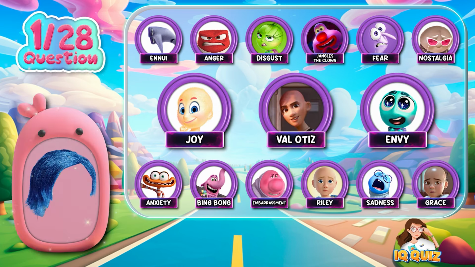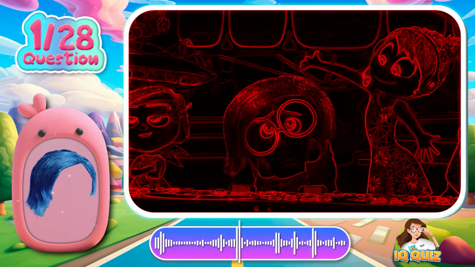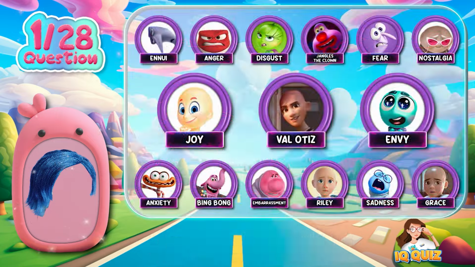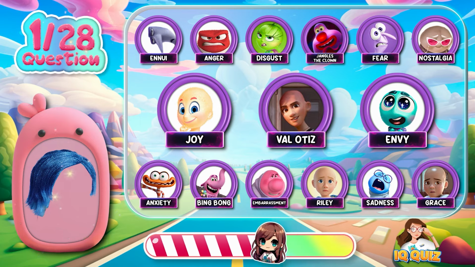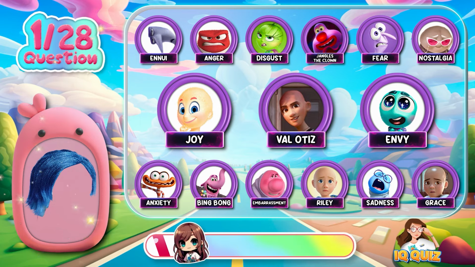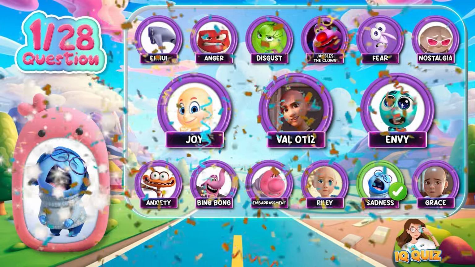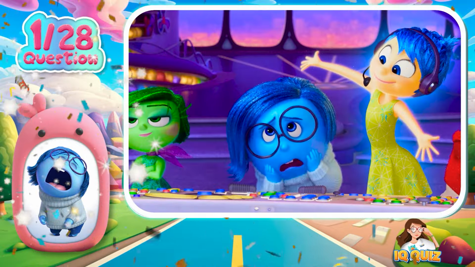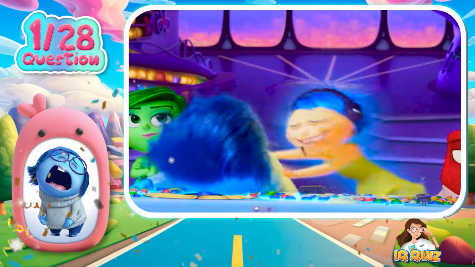Round 1. What about this hair? Sadness is the answer. We have the sad emotion. Sadness, great job.